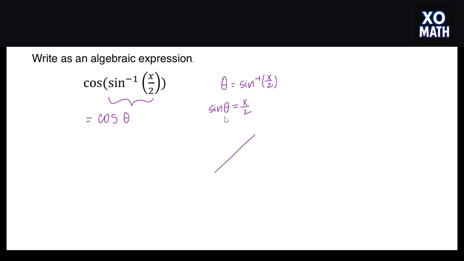So let's construct a right triangle with the angle theta. And what we know is that the opposite side has length x and the hypotenuse has length of 2, opposite over hypotenuse. So if I want cosine theta, I need this adjacent side over the hypotenuse. So I have to solve for this adjacent side. Let's call it b. So we have b squared plus x squared is equal to 2 squared.